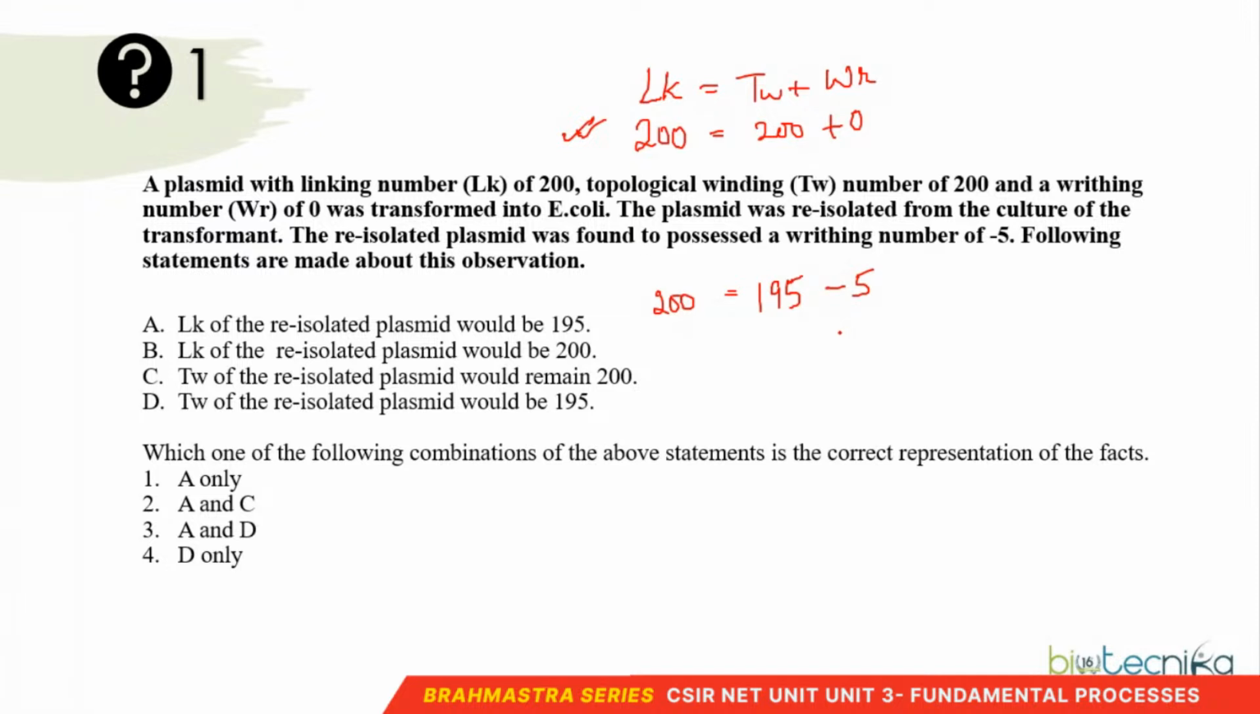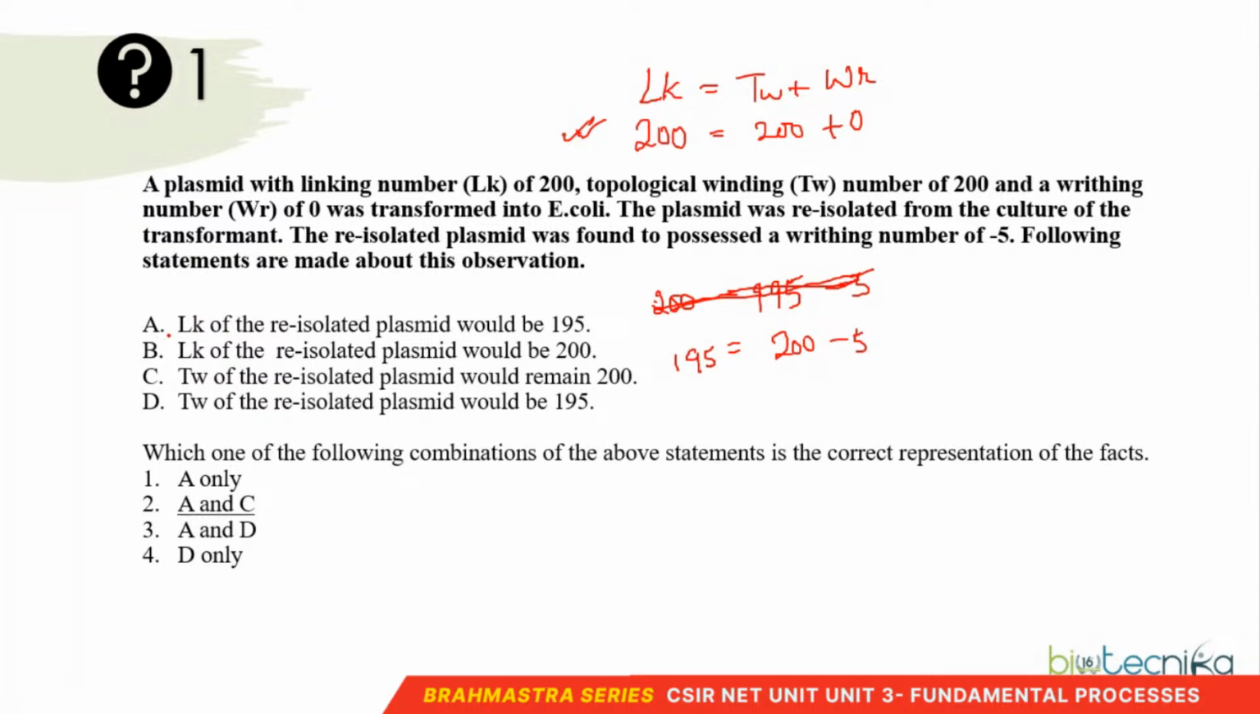Isn't it? So the twist number will change in order to adjust here, or it can be that the twist was 200, right? 200 minus 5, so my linking number becomes 195. Okay, so let's analyze the statements.